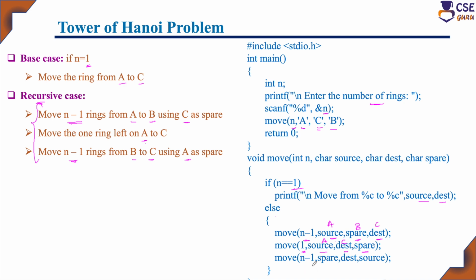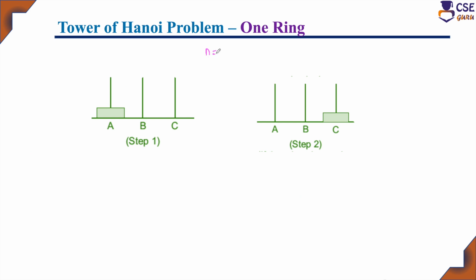Then move n minus 1 rings from spare pole to destination pole. Spare pole is B, destination pole is C. Move from spare pole to destination pole using source pole as the intermediate. These three steps you have to implement recursively. Move is the function name. In every step, these three steps will call this recursive function move. Suppose the n value is equal to 1, that is, only one ring. Only one ring will be at the source.